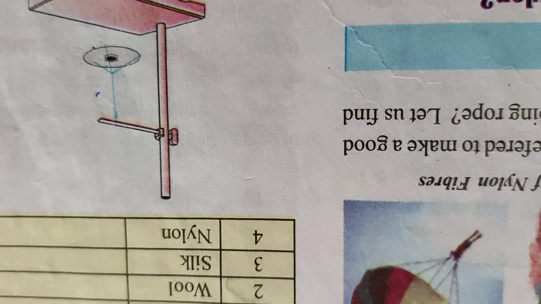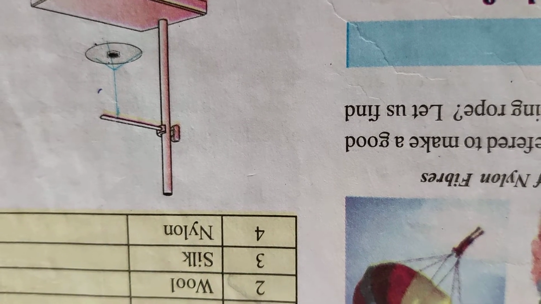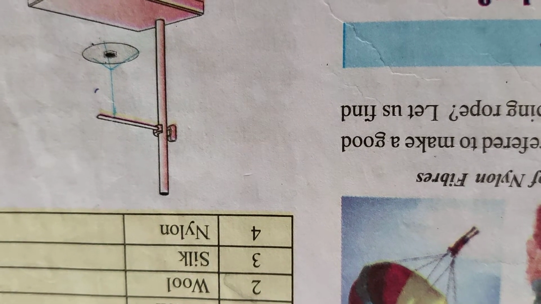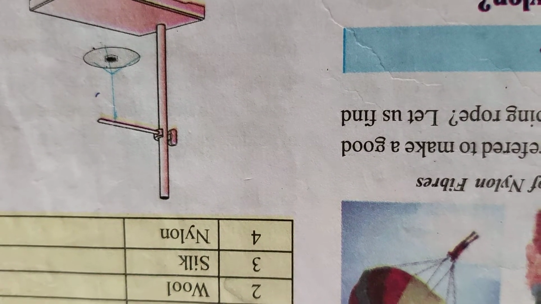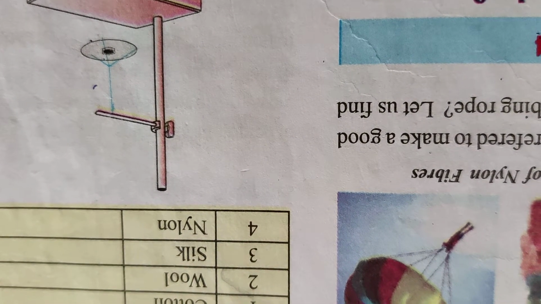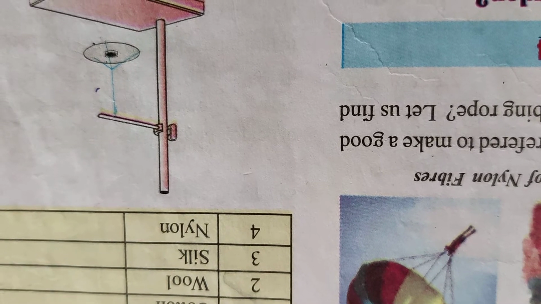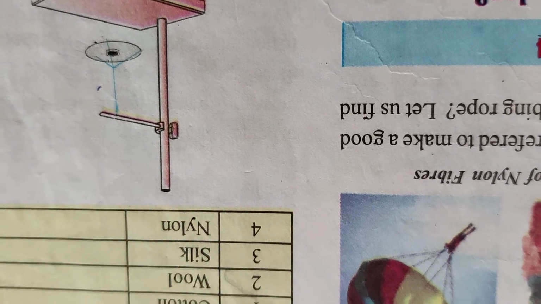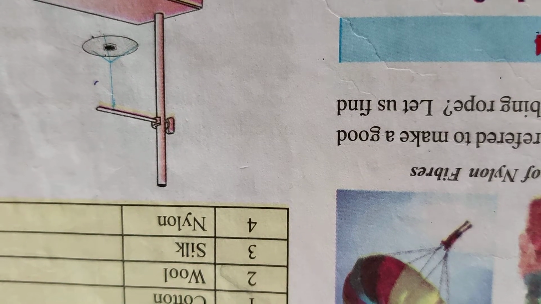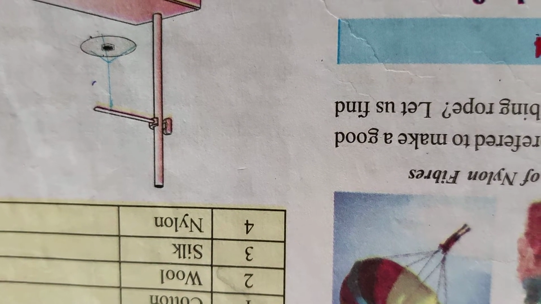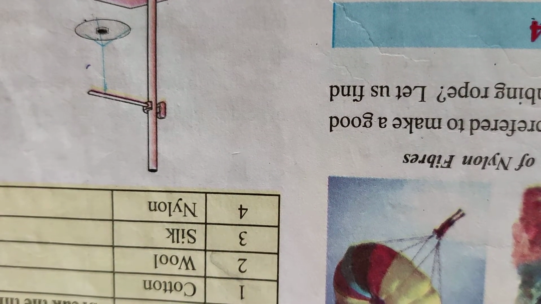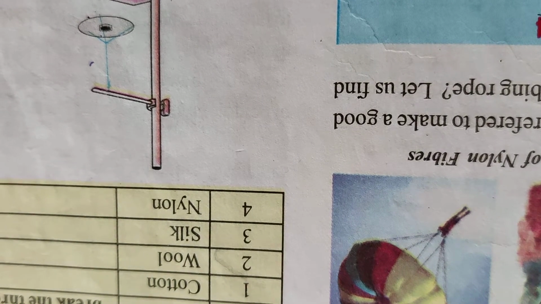To this free end you have to tie a pan so that we can add some weights on that. So take different kinds of threads having the same length and add the weights. At which weight the thread is broken, you note down. So when you compare all the threads, the nylon thread is very strong compared to all. And this strength is equal to the strength of steel wire.